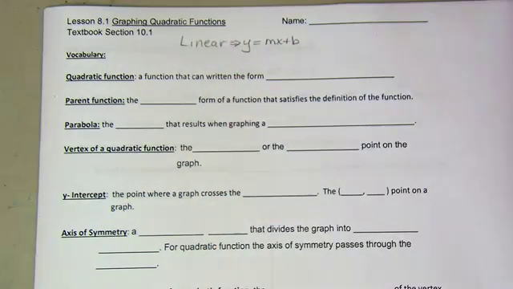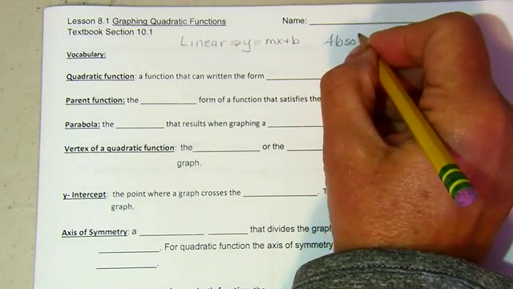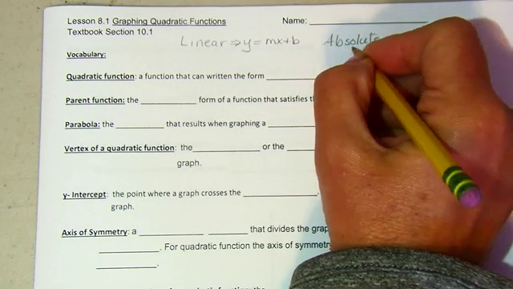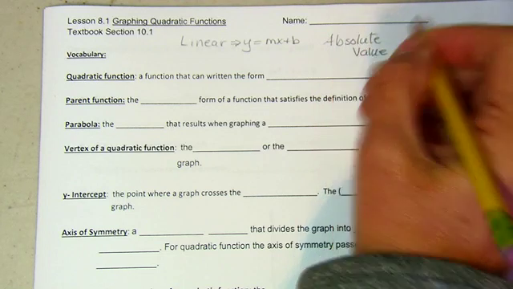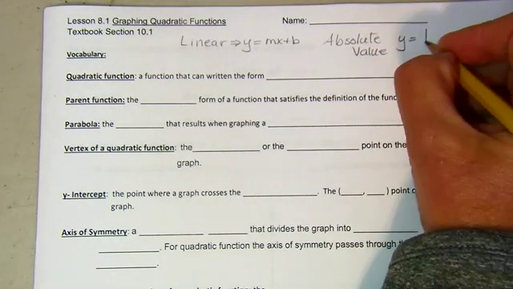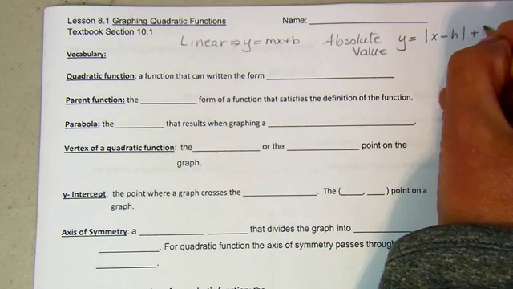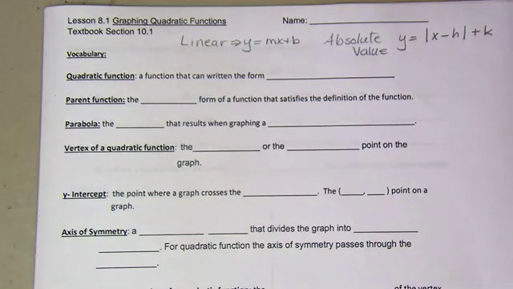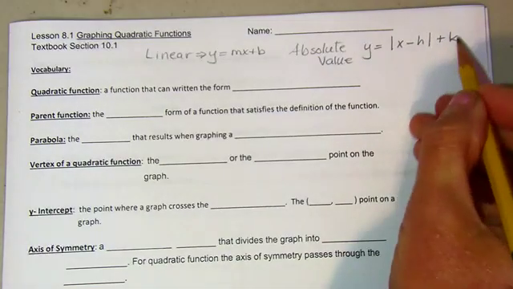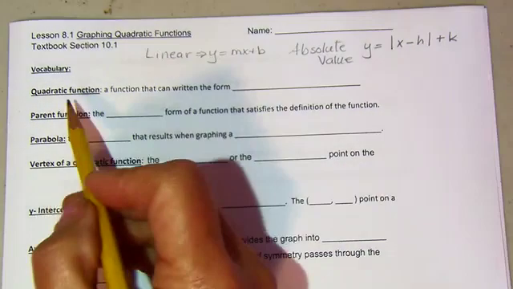We've graphed those. And then we've also graphed absolute value functions. Okay. And absolute value functions look something like that. Okay. And if you remember, this h and this k, they were called a vertex. Okay, and today we're going to graph quadratic functions.